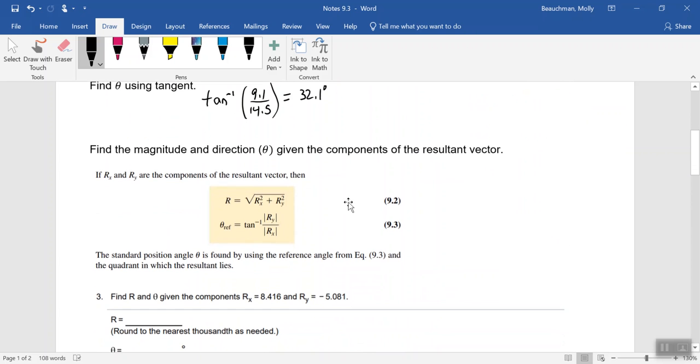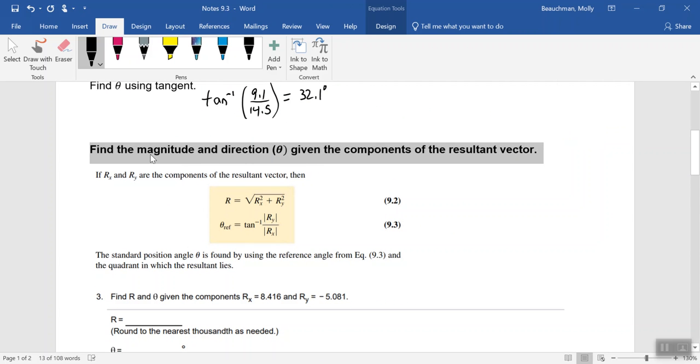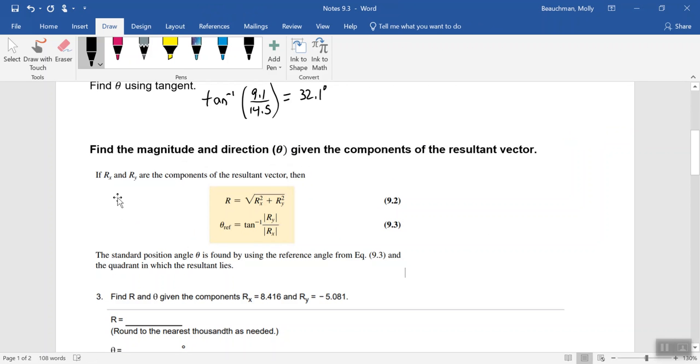So what if you only know the components of the resultant vector, and you have to find magnitude and direction? If r sub x and r sub y are the components of the resultant vector, that means they're the x and y coordinates of the terminal point, where the initial point starts at the origin. Then the magnitude is the square root of r sub x squared plus r sub y squared. And then the reference angle is the inverse tangent of basically opposite over adjacent.